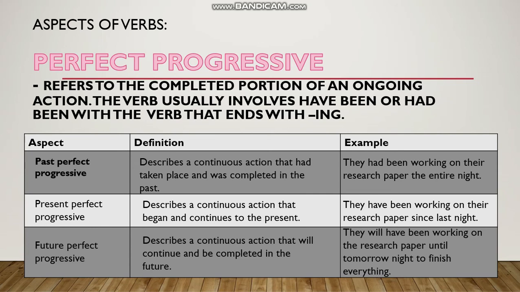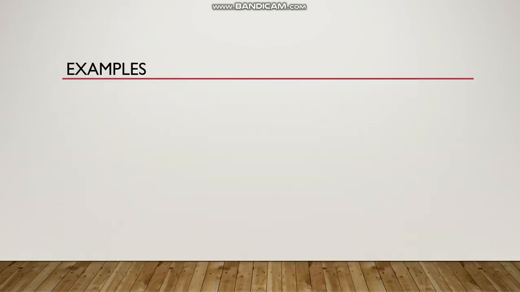Is it perfect? Yes. Have been. Okay. Is it future? Yes. The word will. Will have been. Okay, so this sentence is in future perfect progressive aspect. Let's take a look at these examples.